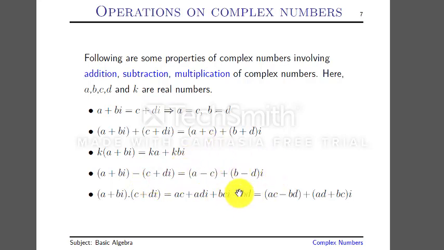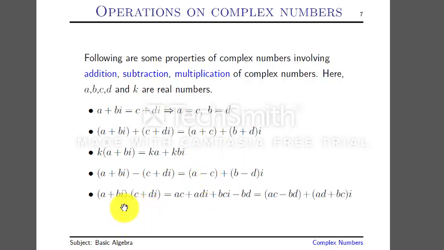This is a new complex number. Its real part will be A minus C and its imaginary part will be B minus D. The real part is subtracted from the real part and the imaginary part from the imaginary part. So one can obtain a new complex number by subtraction of two complex numbers.